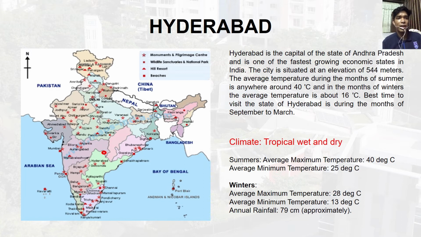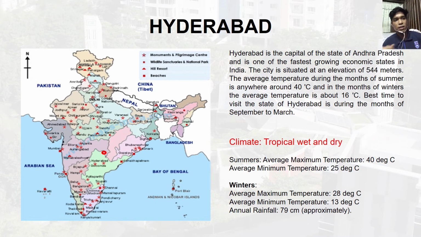So the climate in Hyderabad is tropical, wet and dry. The summer average maximum temperature is 40 degrees Celsius, which is high and very hot, and the average minimum temperature is 25 degrees Celsius. In winter, the average maximum temperature is 28 degrees Celsius. The average minimum temperature is 30 degrees Celsius, and annual rainfall is approximately 79 cm.